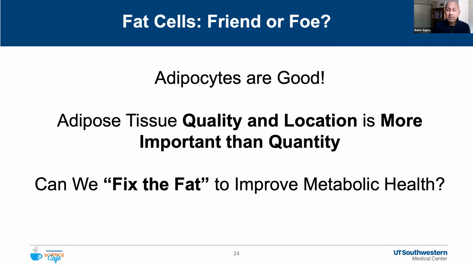They're not necessarily bad, but they're often in bad shape. And that's sort of the problem that we have with fat cells. It's our adipose tissue quality, and perhaps its location, that's more important than its quantity per se in determining metabolic health. And one of the things that we think about constantly is whether or not we can actually fix the fat, so to speak, by improving its ability to store energy or increasing its capacity to burn energy as a way to improve metabolic health.